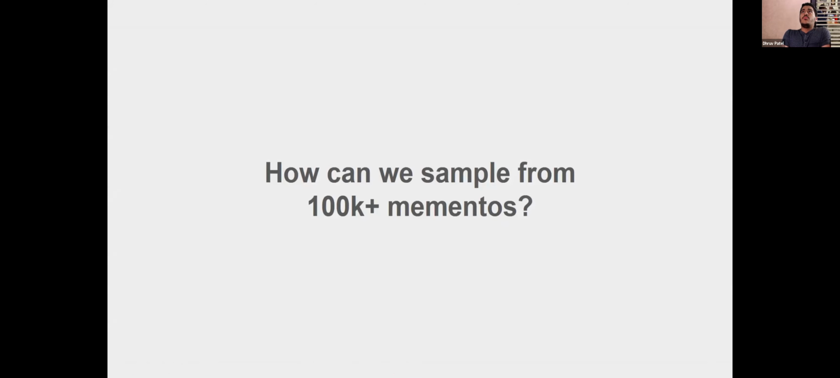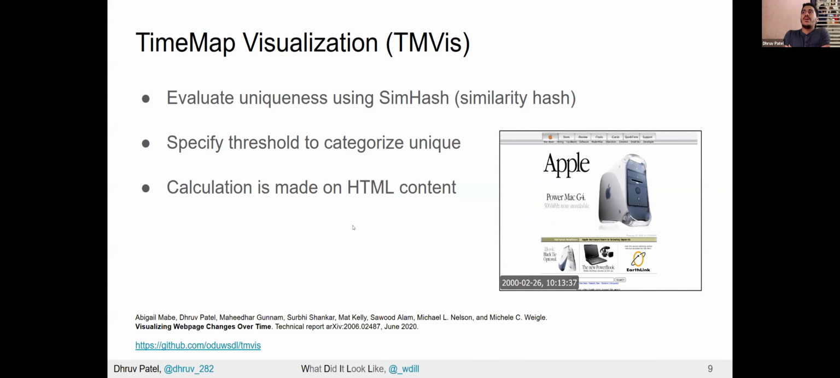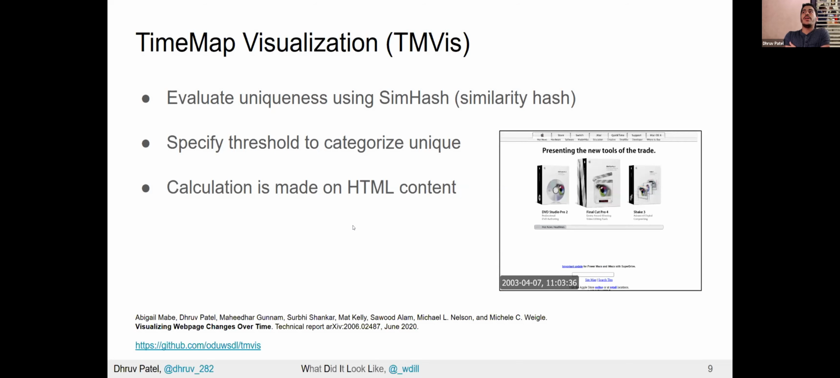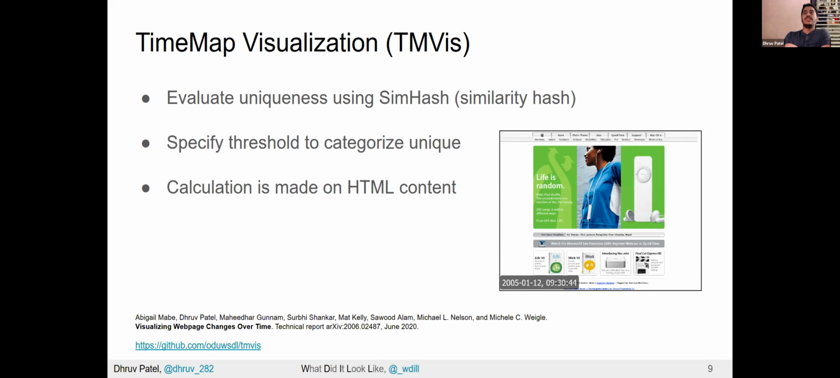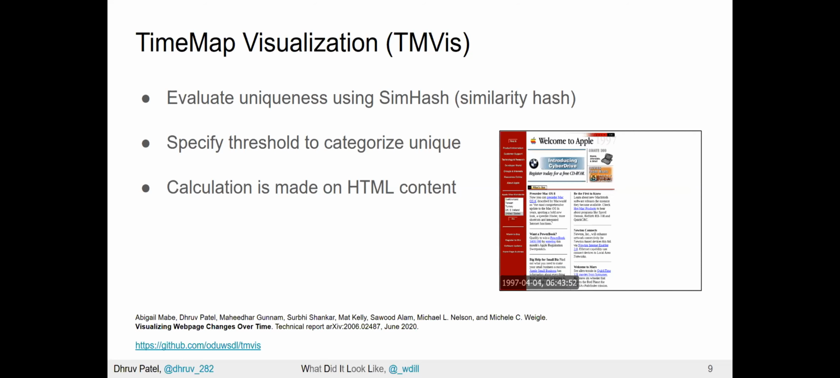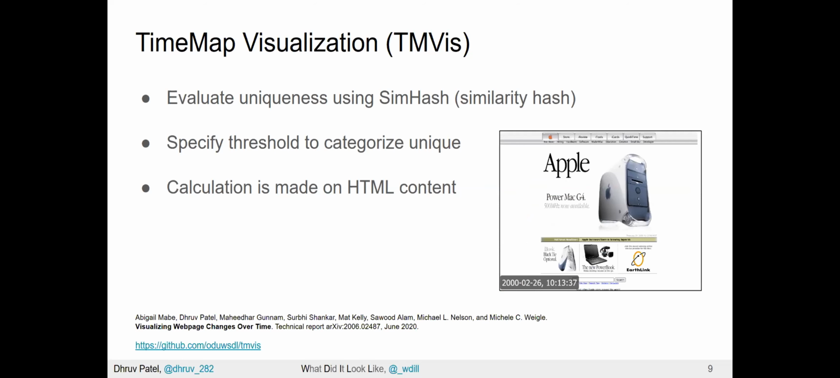So currently, apple.com has over 100,000 mementos. So how can we possibly sample from this many mementos? What's a method we could use? Well, there's a project called Time Map Visualization that does this by acquiring mementos that have changed significantly. We'll refer to these significantly different mementos as unique.